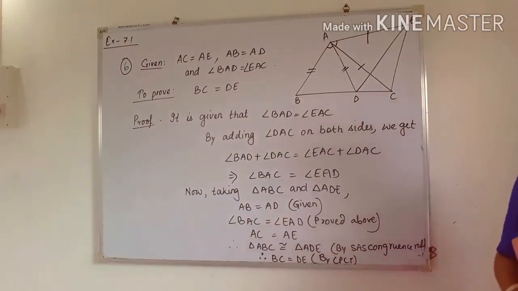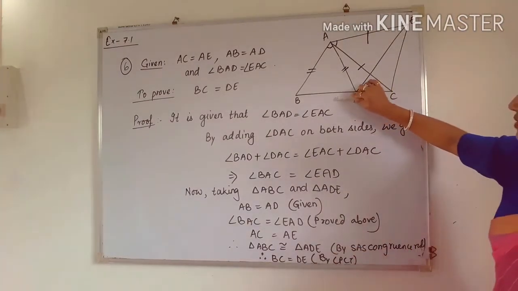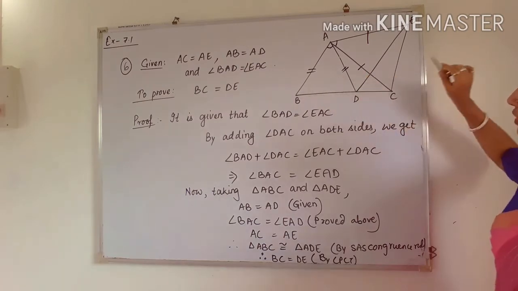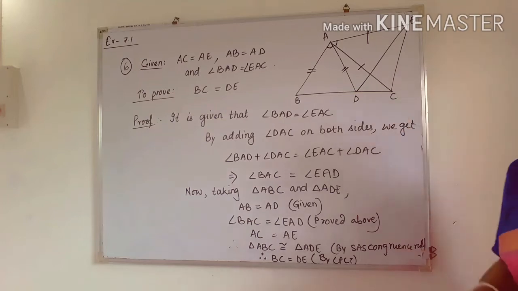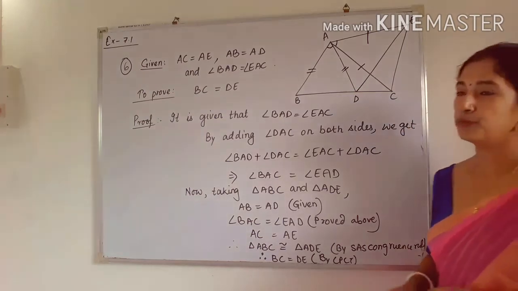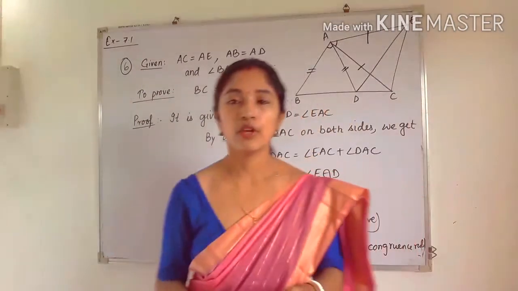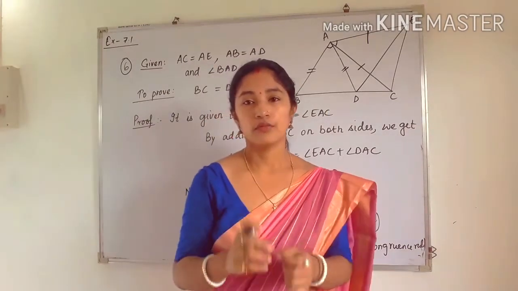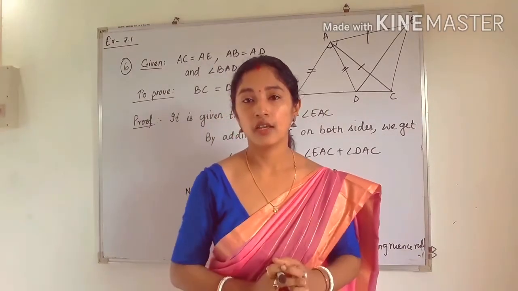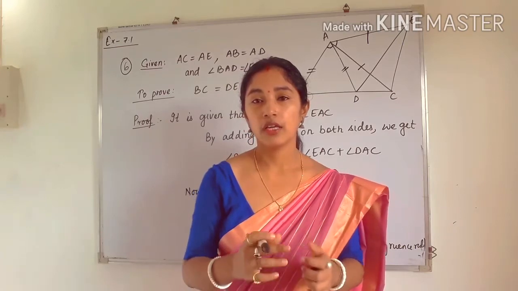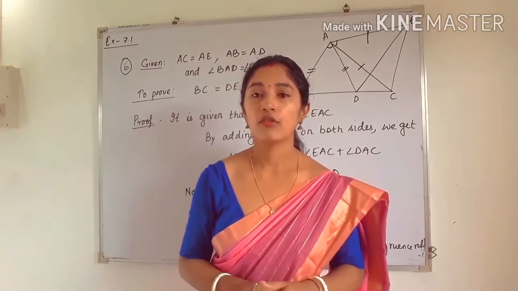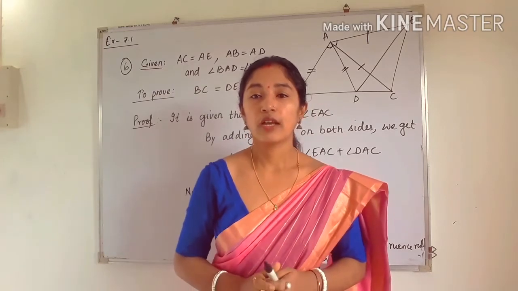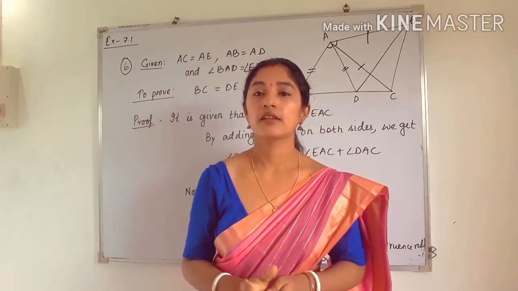Next, what do we need to prove? See, the length of BC, that means this whole side, is equal to the length of DE. Okay. So see what we have to do. That means we again have to prove that the sides are equal. For proving that the sides are equal, first of all we have to prove that the respective triangles are congruent.